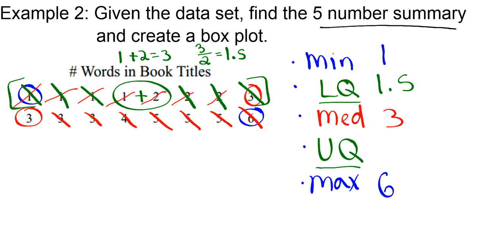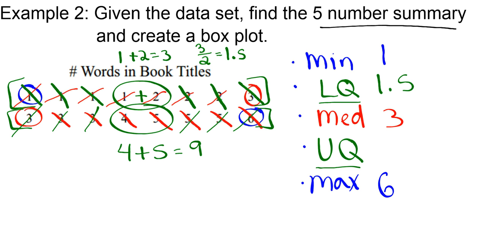Over here, I'm going to do the same thing for my upper quartile, but instead of looking at the bottom half of the data, I'm going to look at the top half. So I have 3 to 6 is my upper part of the data. So I'm going to cancel the opposite direction until I meet in the middle. I have two numbers in the middle, so I do 4 plus 5, which is 9, divided by 2, since there were two numbers, and that gives me 4.5. That is my 5-number summary.